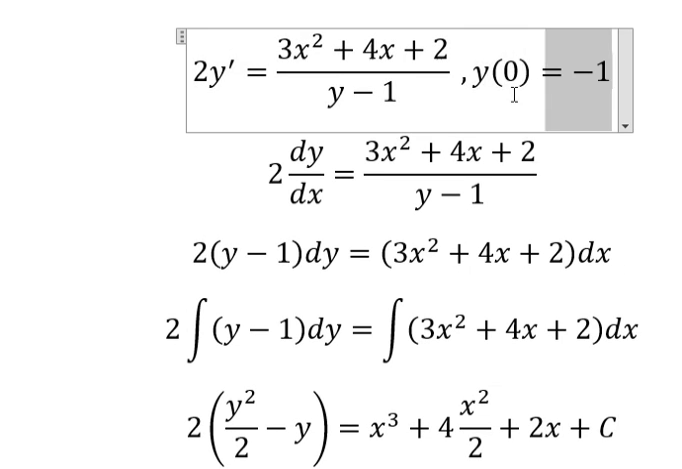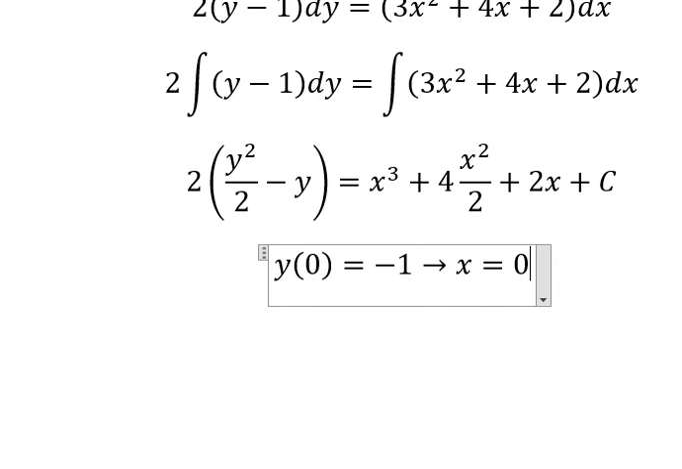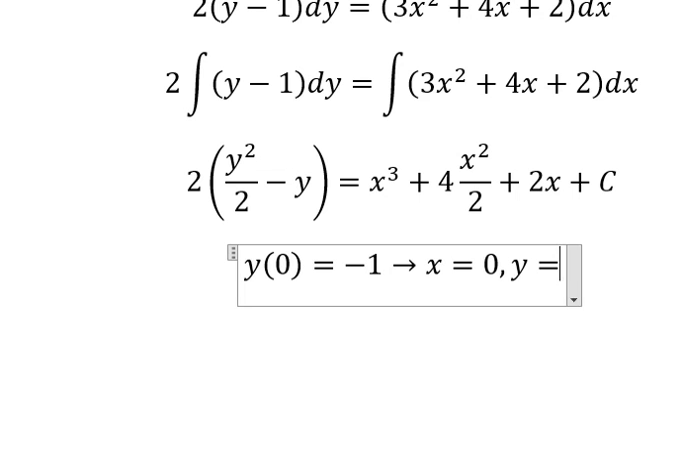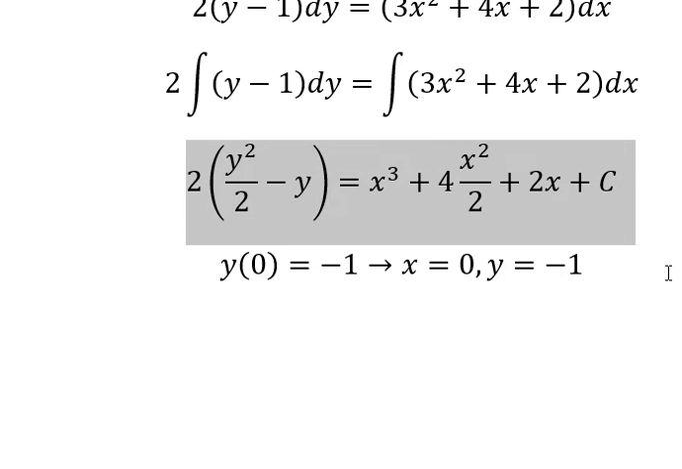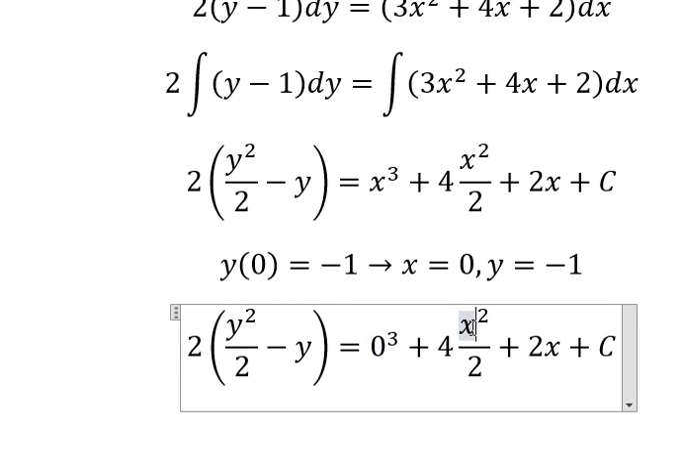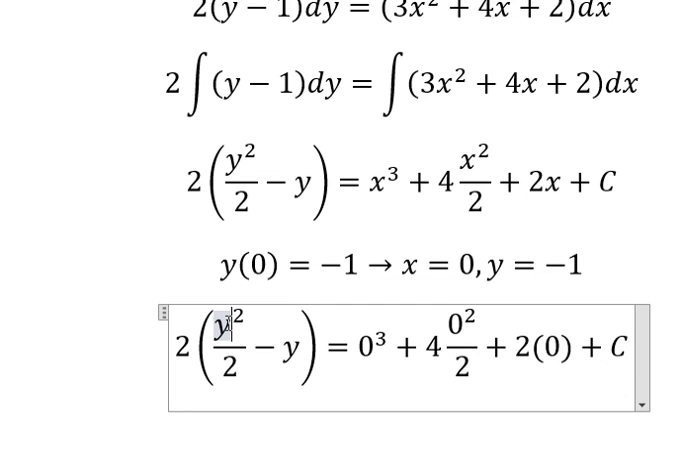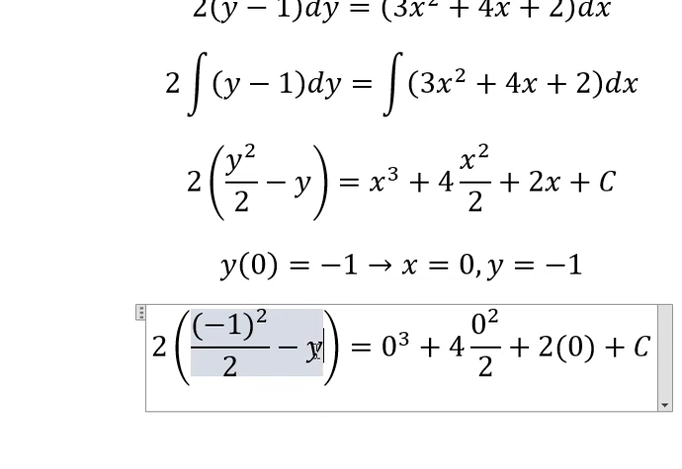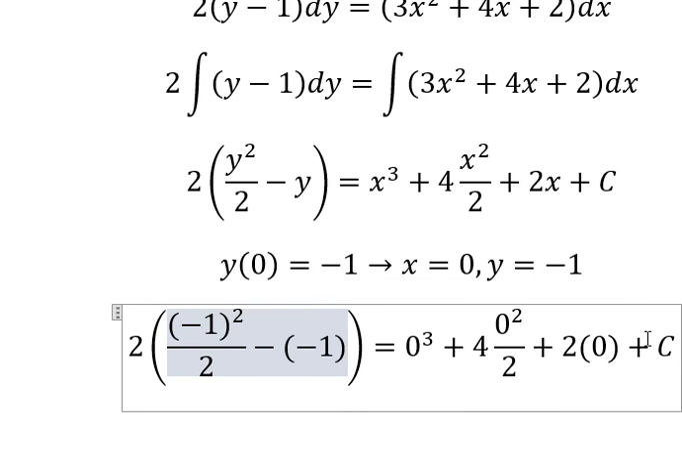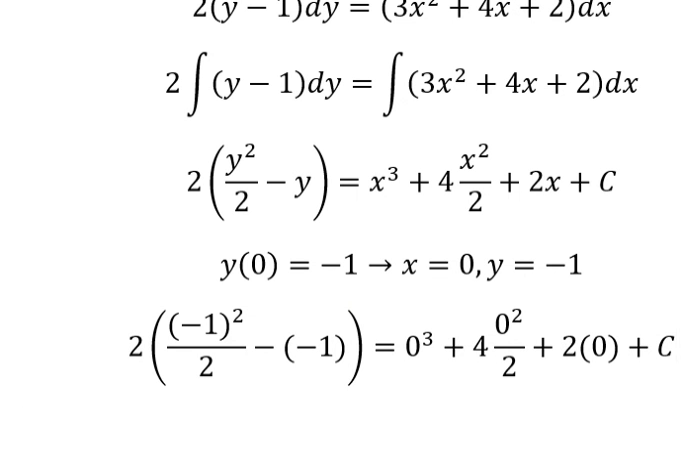Now we have conditions. That means when x equals 0, y equals negative 1. So we can put 0 here, and negative 1 here. So we can find the value of c. And we have c equals 3.